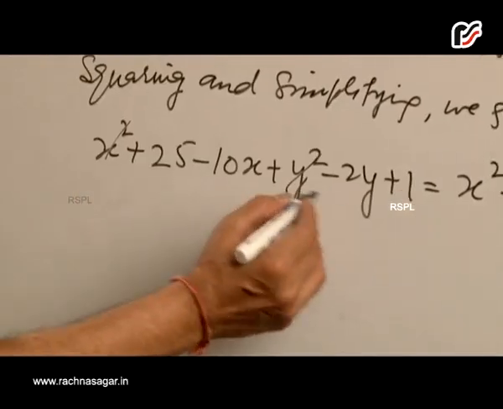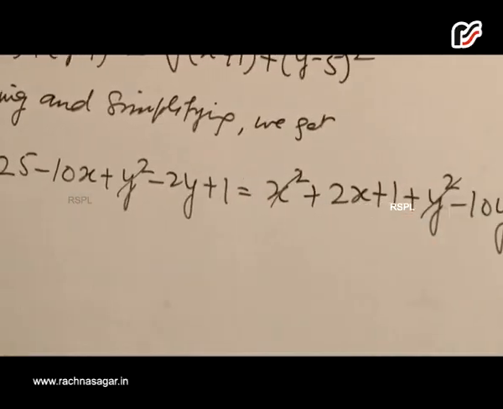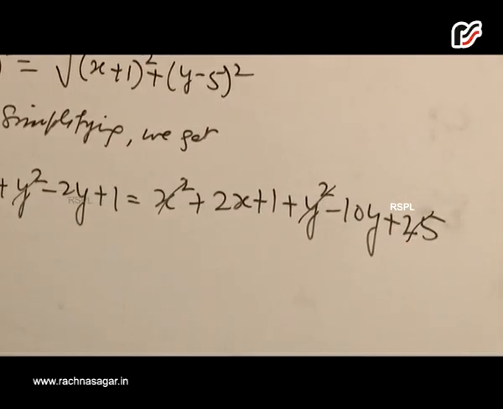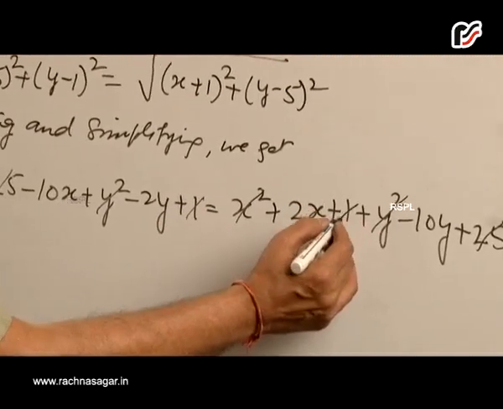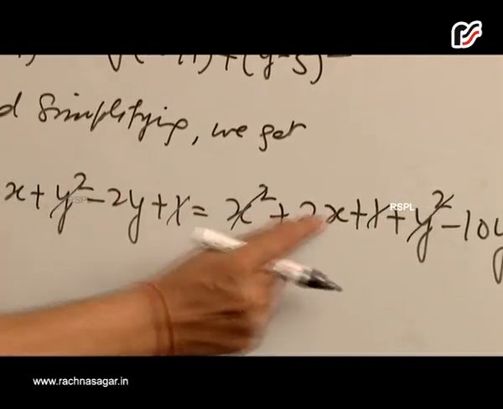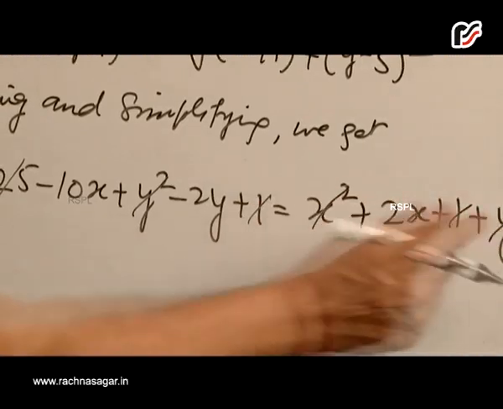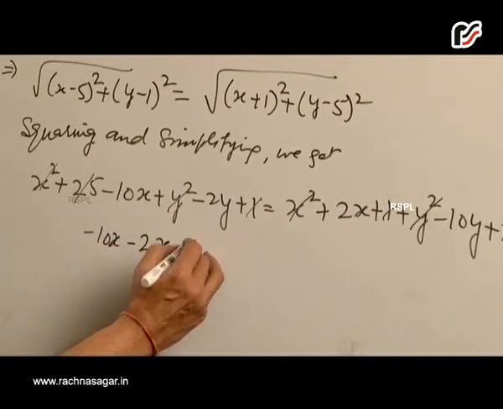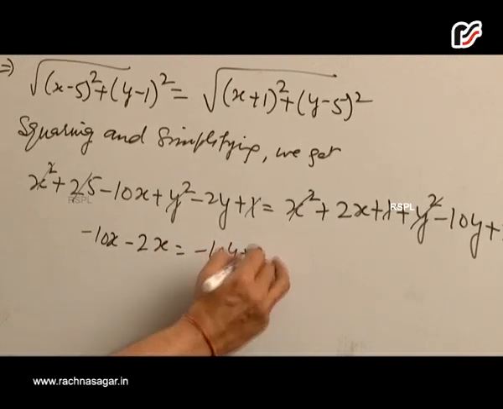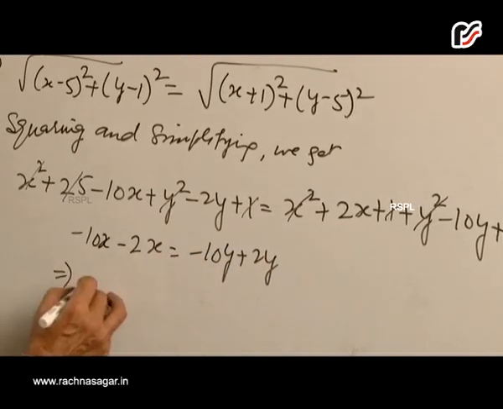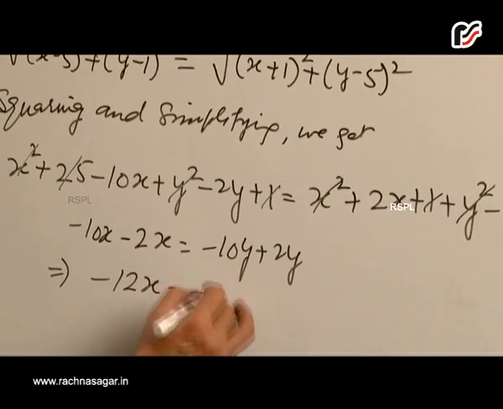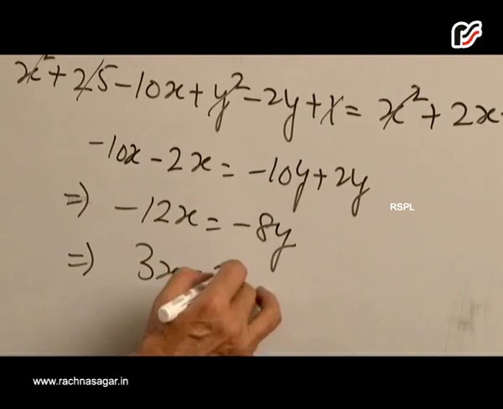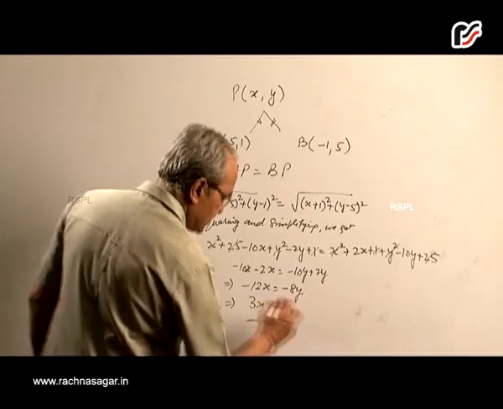x square and y square cancel, 25 also cancels, 1 also cancels. x we bring on this side, y we take onto the other side. So we have −10x − 2x equals −10y + 2y. This implies −12x equals −8y, or this implies 3x equal to 2y, which is the required relation.